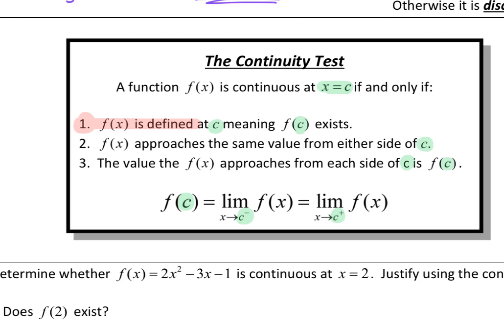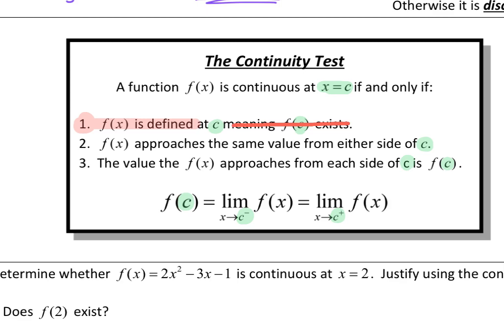Instead of saying that f of c exists, it should just be that f of x is defined at c. And then I shouldn't really even have meaning f of x exists. F of x needs to be defined at that x value. That's the first thing you need to make it continuous.